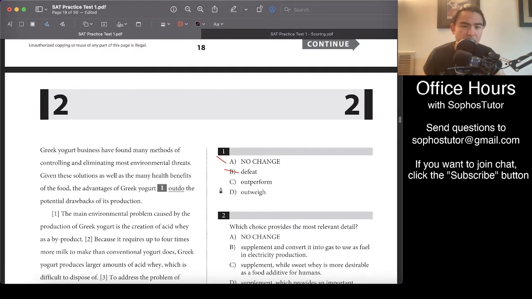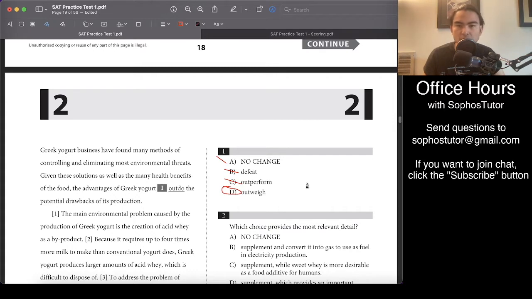The advantages of Greek yogurt outperform potential drawbacks? Well, outperform usually, you're talking about two things that are trying to do the same thing. This feels like a hard no. Okay. The advantages of Greek yogurt outweigh the potential drawbacks. This does sound like a proper usage. I'll go ahead and circle D there.